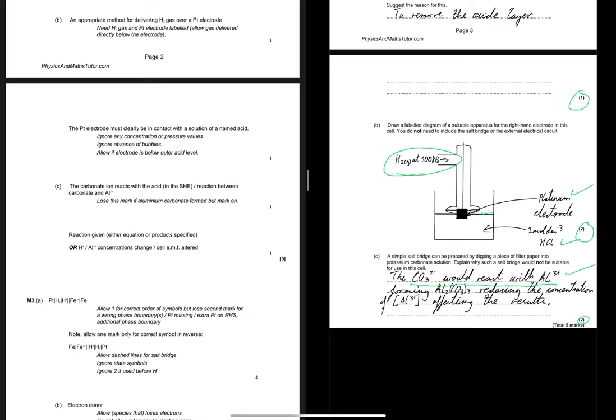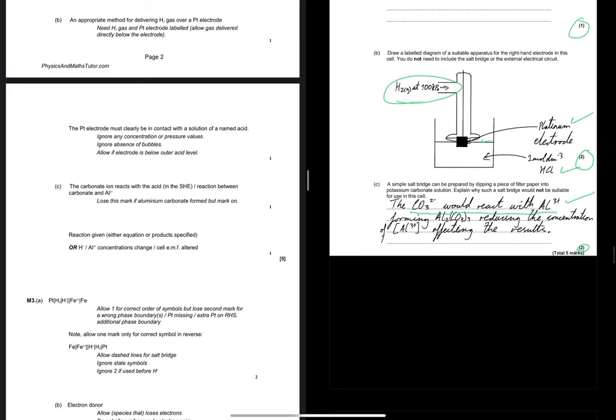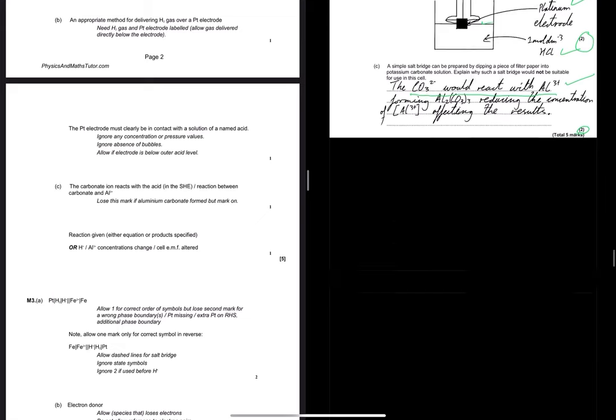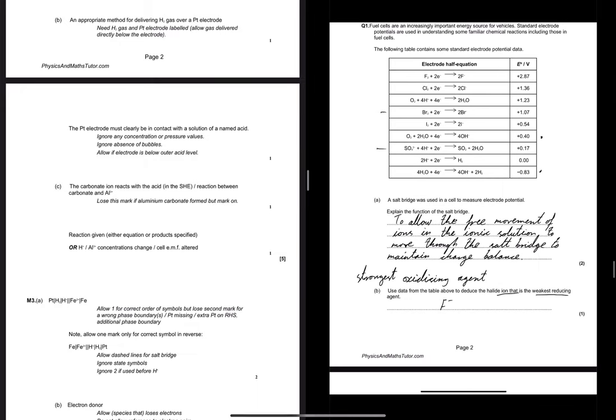The idea is that the concentration of AO3 plus is changing. Just saying change is enough. I said that it's reducing the AO3 plus, and that's what's happening, really. You're reducing the concentration of AO3 plus because it's reacting with the carbonate ion. I'd personally give that a mark, but again, talk to your teacher about that. Your teacher's usually always right.